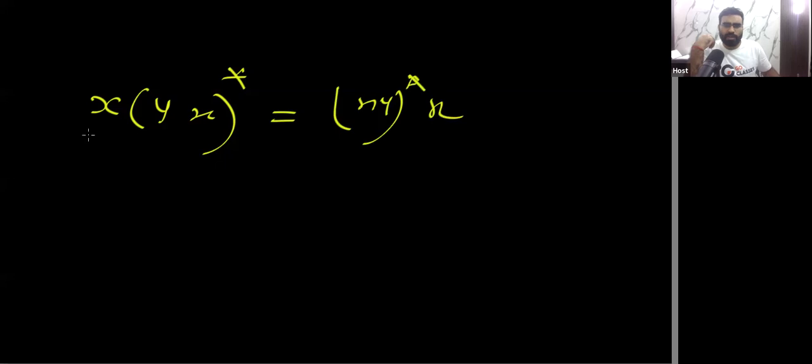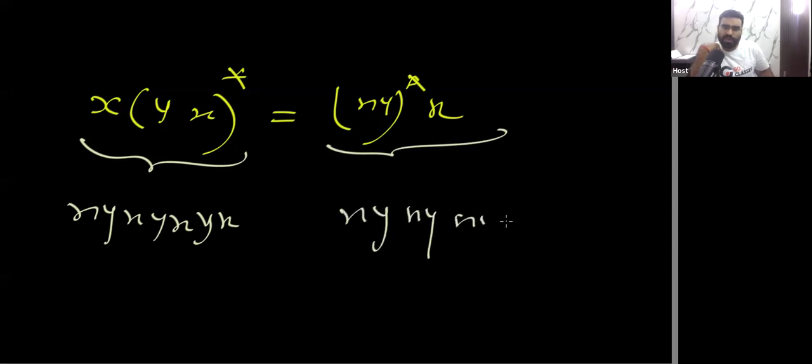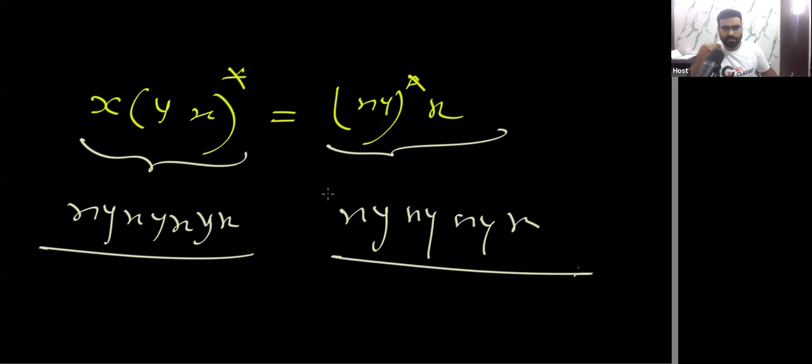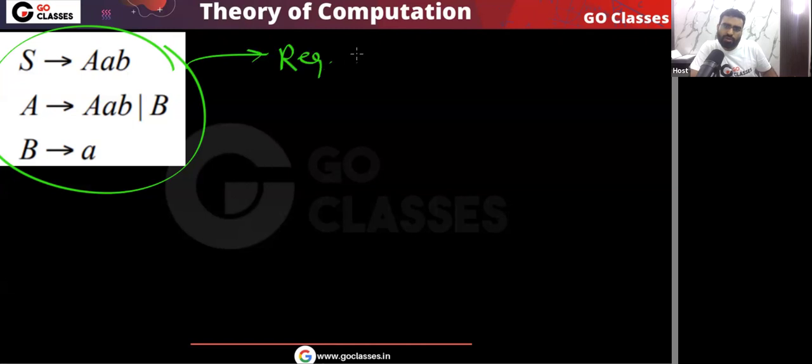Yes or no? This property we have already seen in the regular expression chapter, because here you will get XYXYX, and here you will also get XYXYX. So both are basically the same. Now let's see what language is generated by this grammar. This is a regular grammar, so the language will definitely be regular. Yes or no? This is a regular grammar, because this is a left linear grammar. Definitely the language will be regular.